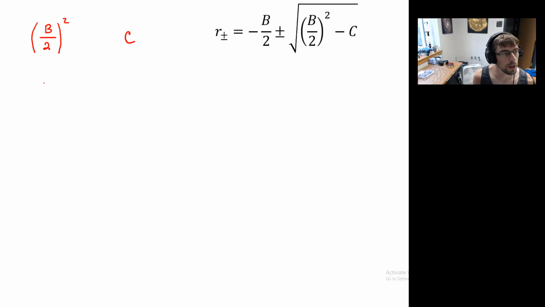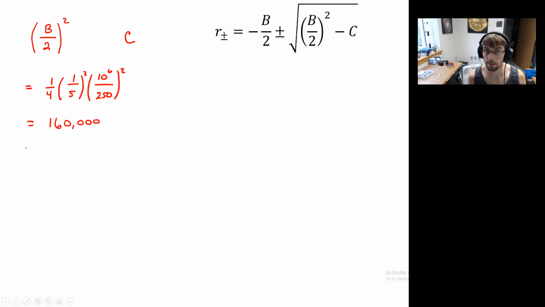Okay. So let's go ahead and calculate that. Well, B is, okay, we'll put the 1/4 out front. And then we have something like 1/5 squared times 10 to the 6th over 250. And that whole rigmarole is squared. And unless I fat-fingered something, this should end up being something like 16 with 4 zeros, 1.6 times 10 to the 5th.